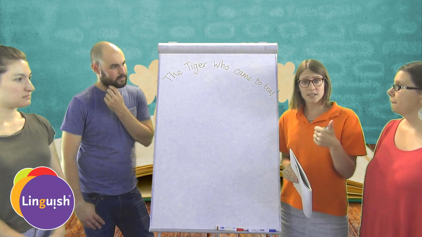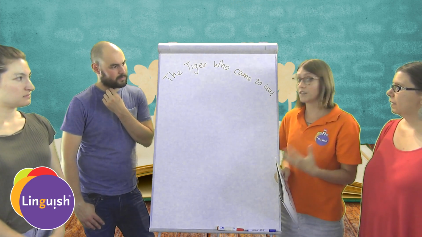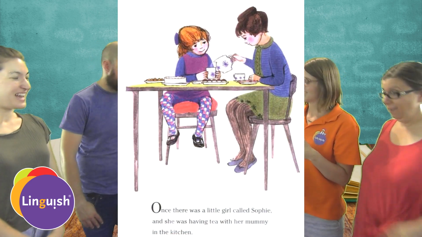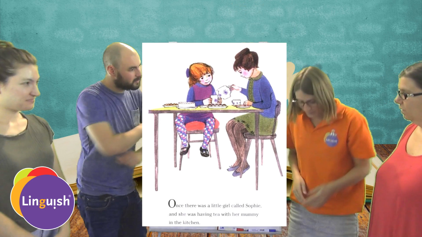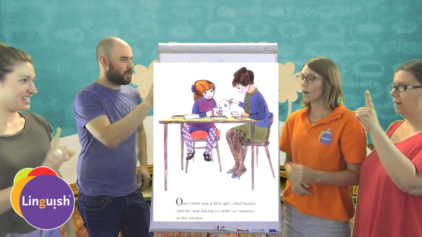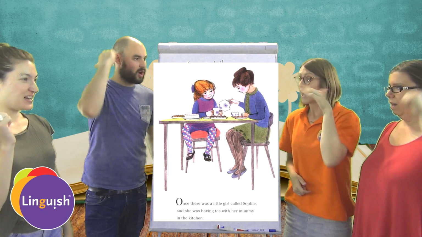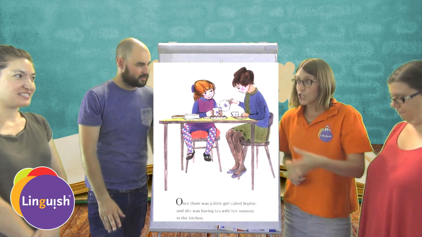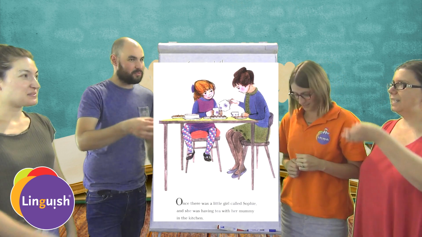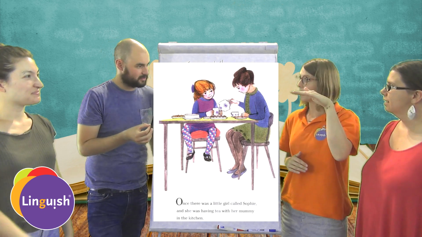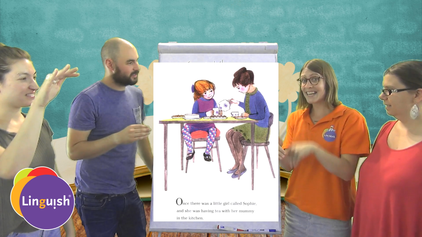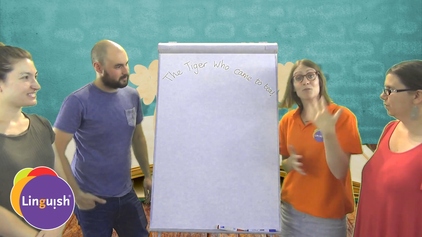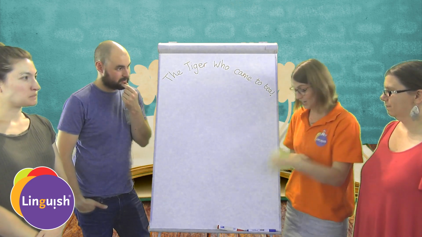So, the first step is the children are going to learn the story by repeating after you, okay? Are you ready? Wonderful. Repeat after me. Once there was a little girl called Sophie. She was having tea with her mummy in the kitchen. Well done. And we can repeat this until they have internalised it.